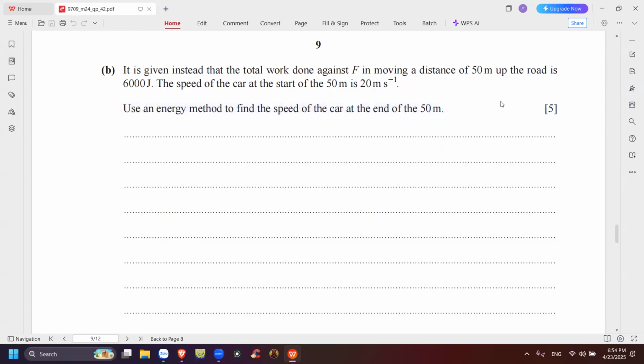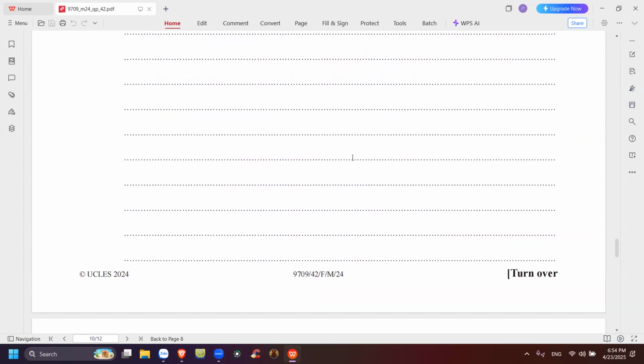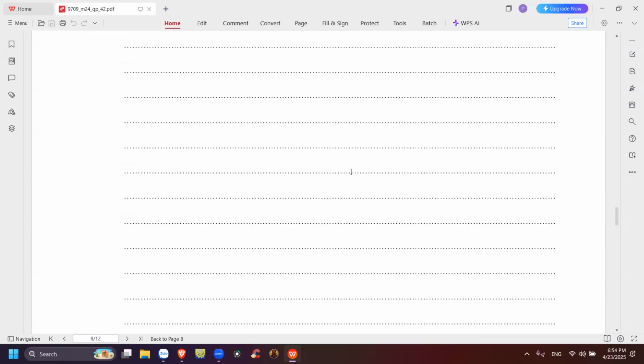So there is a change in kinetic energy and potential energy as well. You have to use that. It's 5 marks as well. Okay, try to do these things. It's 10 marks in total.